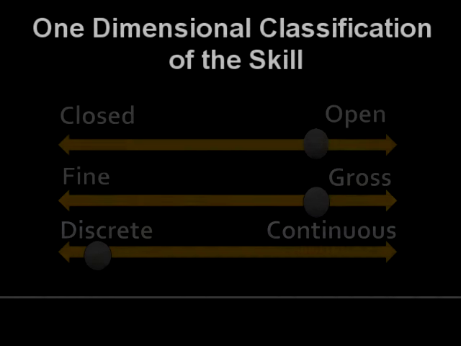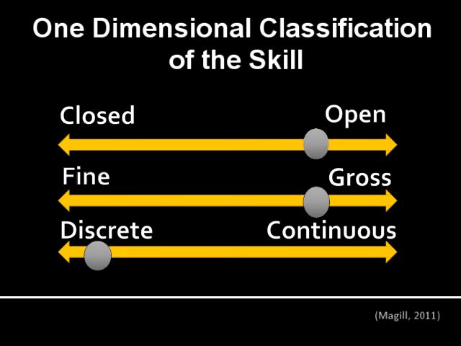In regards to the one-dimensional classification of a handball, it is considered an open skill due to it being affected by a constantly changing environment in the form of your position, position of opponents, and your teammates and playing conditions. When it comes to gross or fine motor control classification, the movement sequence involves large muscle groups to initiate the skill in the form of legs, arms, and back muscles, classifying as a gross movement.